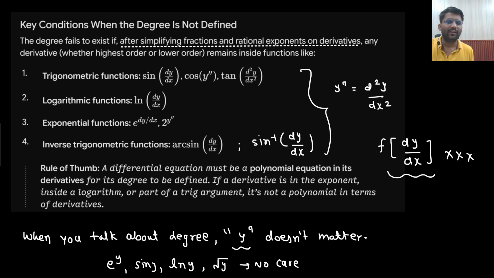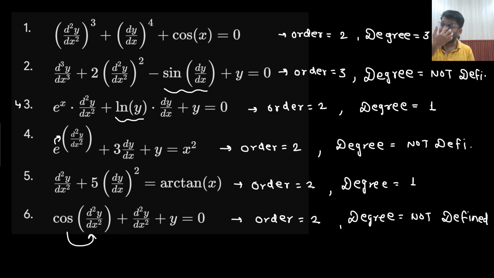When will it not be defined? When they are coming in sine, cosine, tan, e to the power y, e to the power e to the power y, e to the power dy by dx, or 2 to the power dy by dx, sin inverse dy by dx. But y does not matter. Y can take anything. Ln it can take, e to the power y it can take, sin inverse y it can take anything. So this is the scenario. Okay. So here degree will not be defined, here degree will not be defined, here degree will not be defined, otherwise it will be defined.